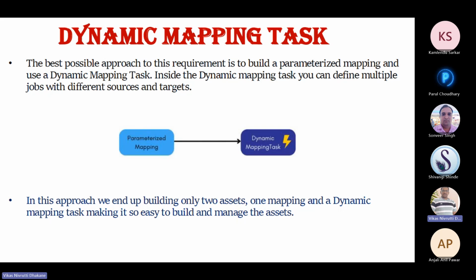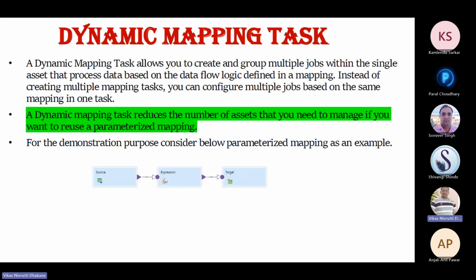So how exactly it works, we'll see. How to configure it and how exactly it is better compared to the previous 2, we'll see. As I mentioned, if you use this approach, we'll need only the 2 assets, 1 mapping and 1 dynamic mapping task. So let's see the details about how exactly we can do this. In the dynamic mapping task, there are 2 important features, or techniques, like the concept of jobs and the concept of groups.